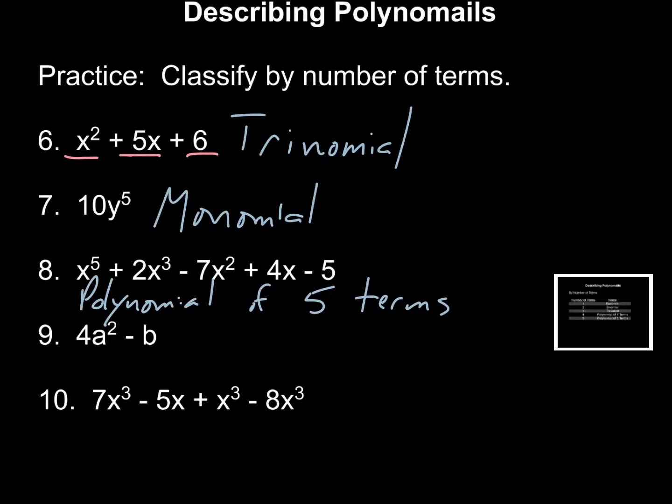Okay, number 9. How many terms are in number 9? And again, we look to see what's divided by addition or subtraction. In this case, there are 2. So then this one will be a binomial.